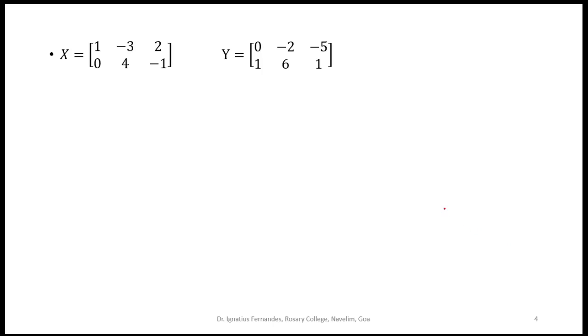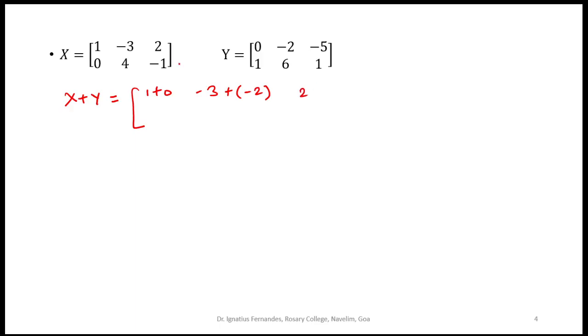Okay, let's say for example, if we have these two matrices, I have X and Y. Suppose I want to find out X plus Y. What will be X plus Y? You will add the respective position value. So 1 plus 0, 1 plus 0, minus 3 plus minus 2, and this 2, 2 plus minus 5.